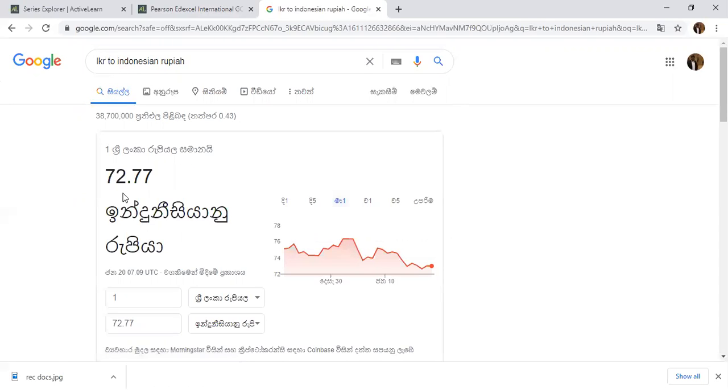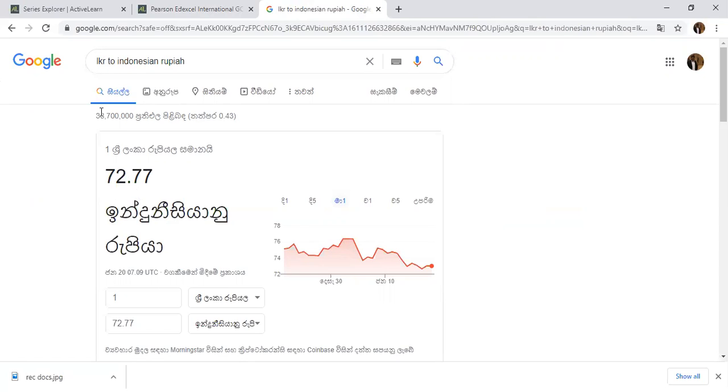It's 72. One Sri Lankan rupee equals 72 Indonesian rupees, which means if you take 1,000 Sri Lankan rupees to Indonesia, it becomes 72,000. If you bring 1 lakh rupees, how much? It's 72 lakhs. 1 million becomes 72 million. So the Sri Lankan rupee is strong, the Indonesian rupee is weak, right?